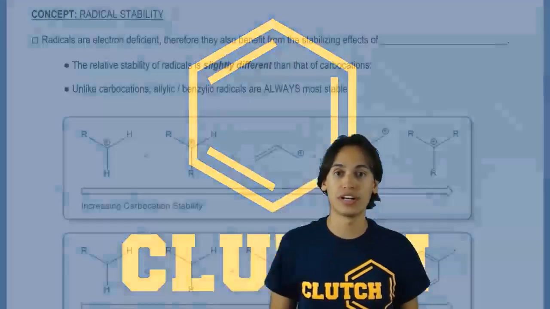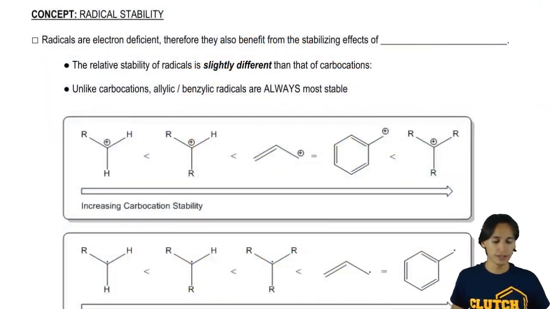Radicals are very high energy and very short-lived. So anything that we can do to stabilize them whatsoever will have a really big effect on their likelihood to be formed. So what that means is that we have to figure out what is the trend of stability for radicals, okay? And I just want to show you guys right now. Basically, this is the trend.